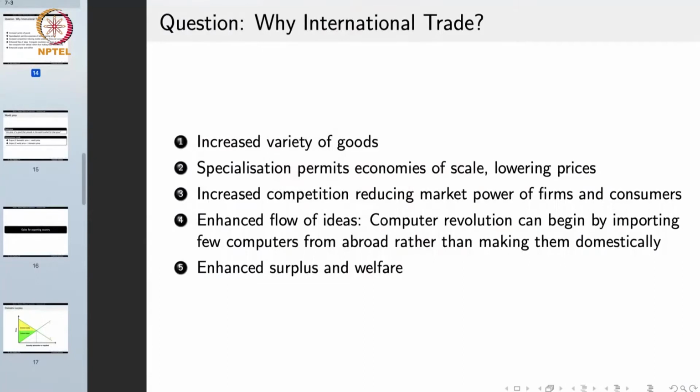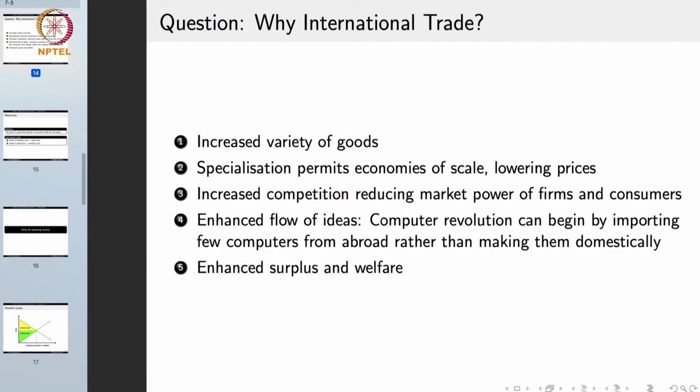But with international trade, the market would be so large that it would become economically incentivizing, economically feasible for the country to put money and resources into specialization. And when that happens, we will start getting clothes at lower prices and with better quality. That would benefit not just the people in that particular country, but also people all around the world. So international trade is important because it permits specialization, which further permits economies of scale and lowers the prices.